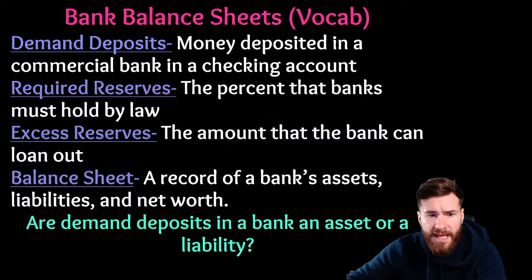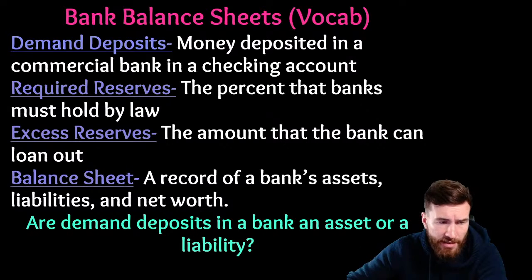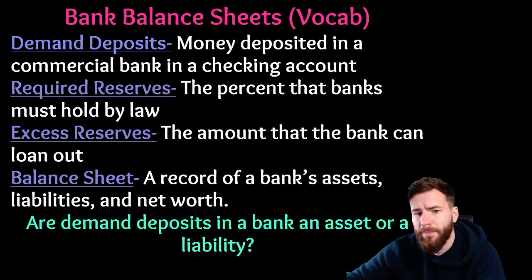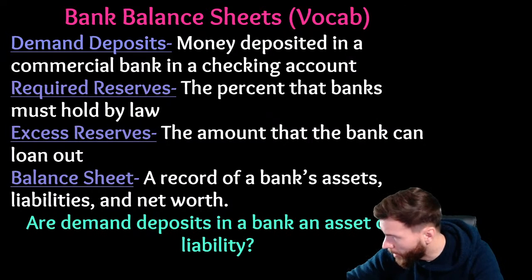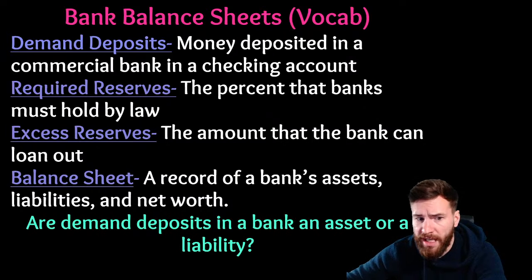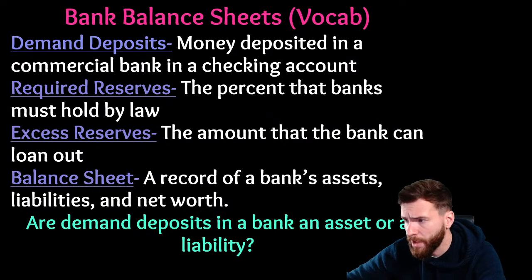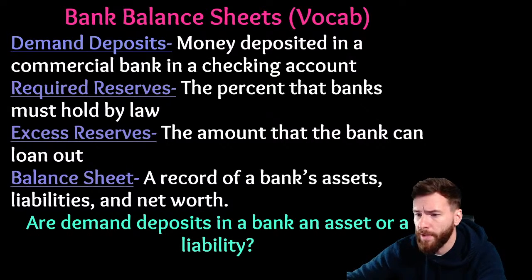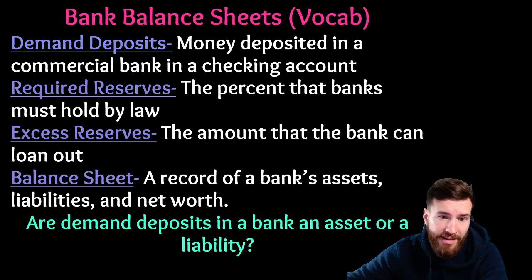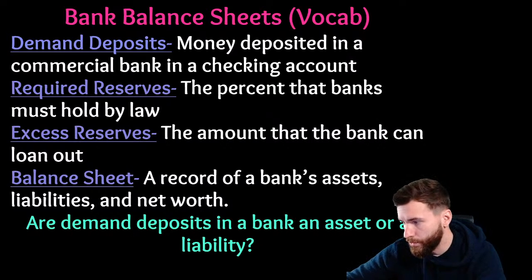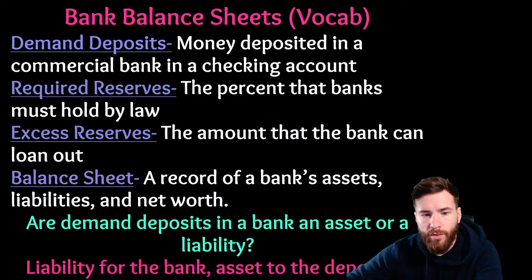So are demand deposits in a bank, money in a checking account in a bank, an asset or a liability? Well, it depends. Who are we talking about? Money in a checking account is a liability for a bank, because if you walk into the bank and you want to get money out of your checking account, they owe you that money. They're responsible for paying you whatever money is in your checking account. So it is a liability for the bank, thus it is an asset for you. So it kind of depends who owns it, who owes it.